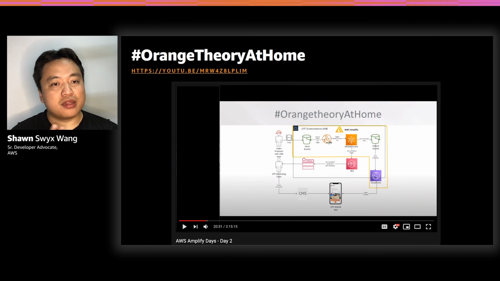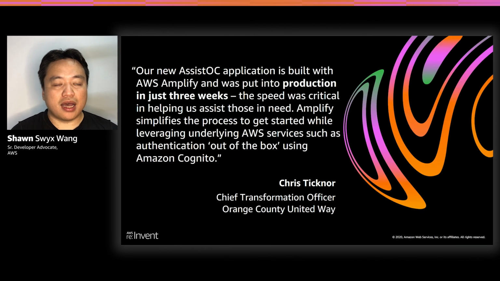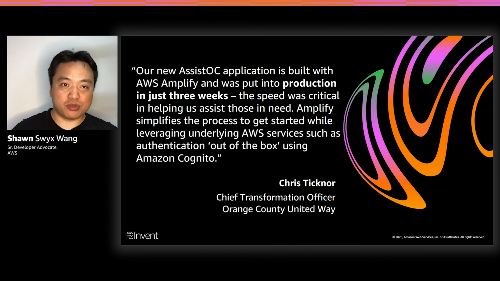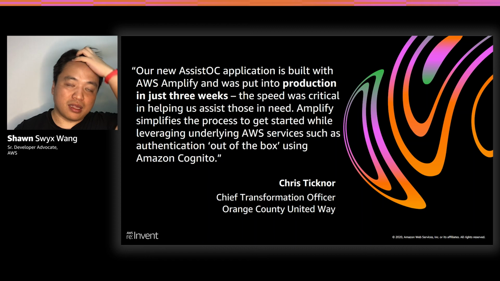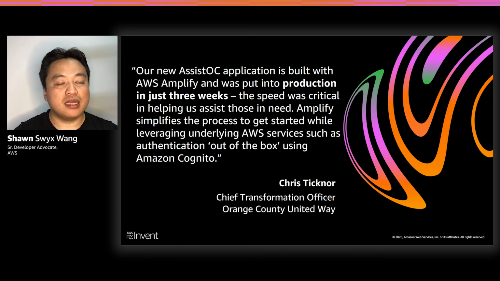Okay, the other story that I really like to tell is the Orange County story. Again, this is not a commercial entity, and they were put in production in 3 weeks, and they really like how easy it was to get started with Amplify Auth, using Amazon Cognito. I mean, these are all just real life stories, which I really like because they also help people in a time of need when there's a lot of stress and a lot of stuff going on, and they need highly scalable default components to build their apps with. And that's something that I think AWS Amplify excels at.